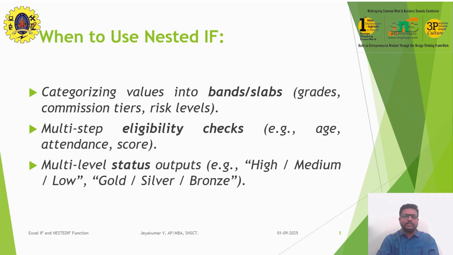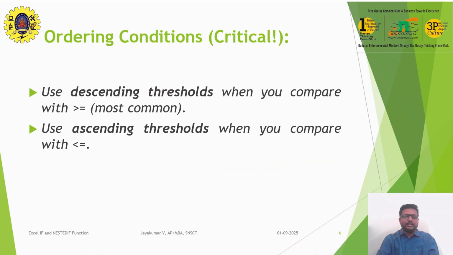It is usually used in categorizing values into bands or slabs such as grades, commission tiers, risk levels, etc. And it is also used in multi-step eligibility checks such as age, attendance, score, etc. And also in multi-level status outputs such as high, medium, or low, or even gold, silver, bronze, etc. These are the conditions where nested IF statements are being used. Ordering conditions should be descending thresholds when you compare greater than or equal to, or ascending thresholds when you compare with less than or equal to conditions.